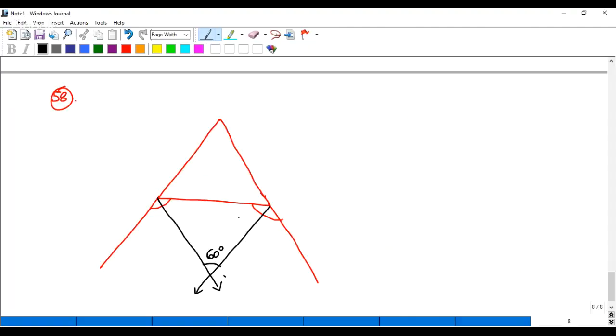Then he's asking what is the third angle. If I take this as A, B, and C, I know the angle formed here is nothing but 90 minus A by 2. So what I have is 90 minus A by 2 is 60 degrees. So I get A by 2 is 30, or the angle A is 60 degrees.